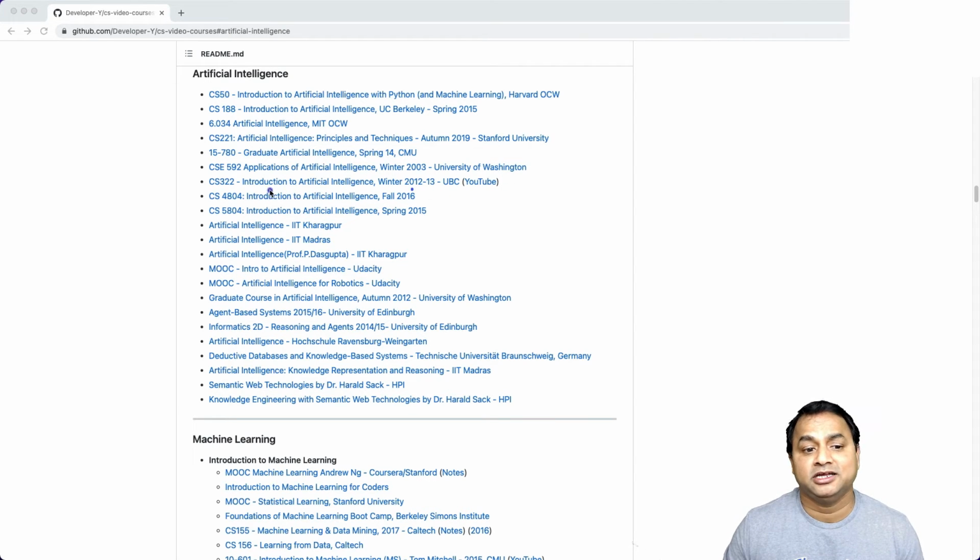And then you can see the introduction from UBC. We have courses from IIT. If you are from India, IIT Kharagpur and IIT Madras also provide courses to us. We have courses from University of Washington again, University of Edinburgh, and then we have courses from Germany as well, and then other HPI universities.